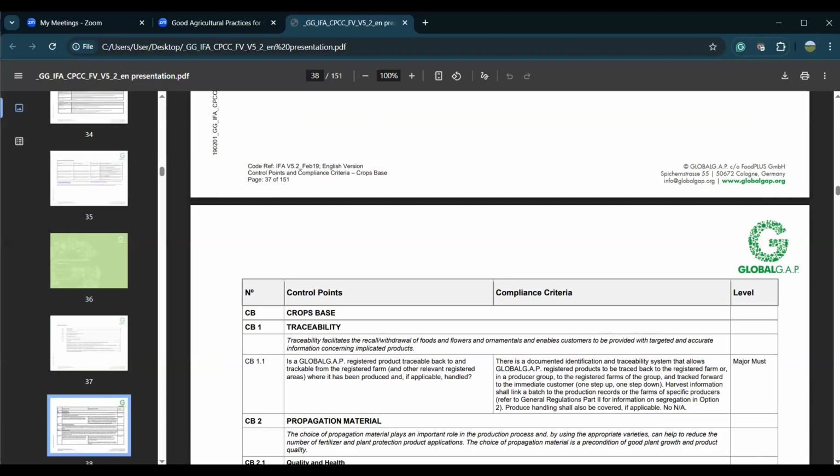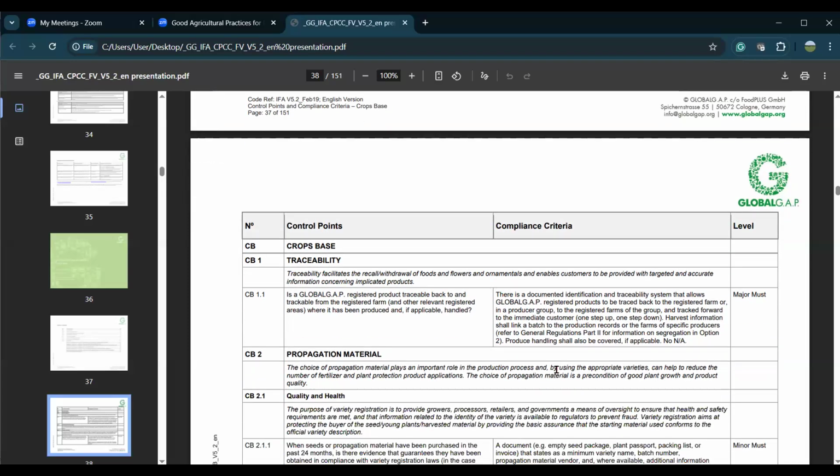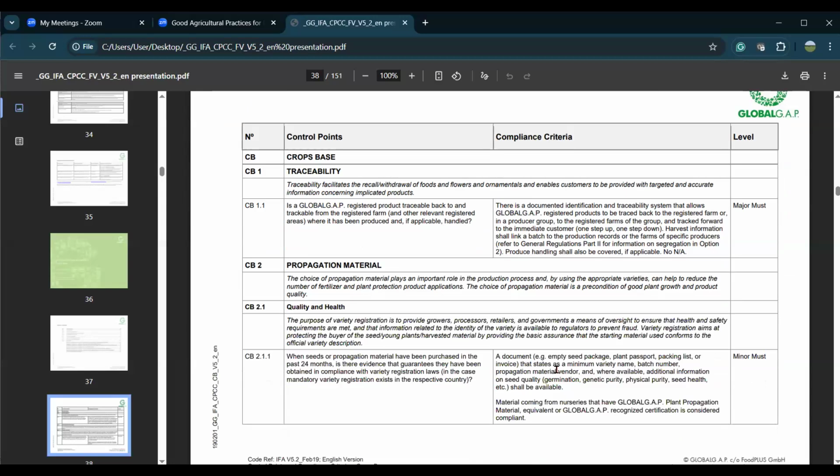So traceability facilitates the recall or withdrawal of flowers, ornamentals, or customer base and target with accurate information concerning indicated products. The GLOBALG.A.P. registered product traceable mark. This is just so we want to start with propagation materials.